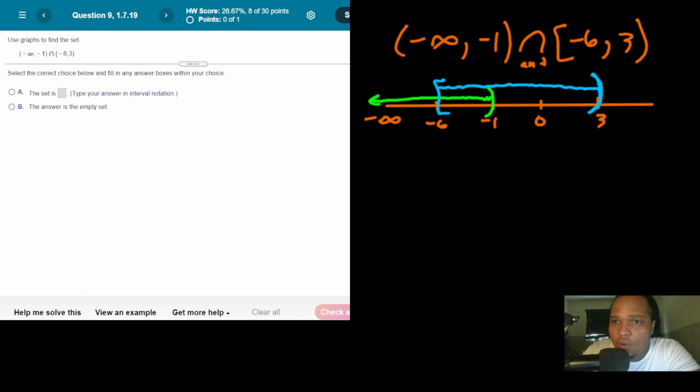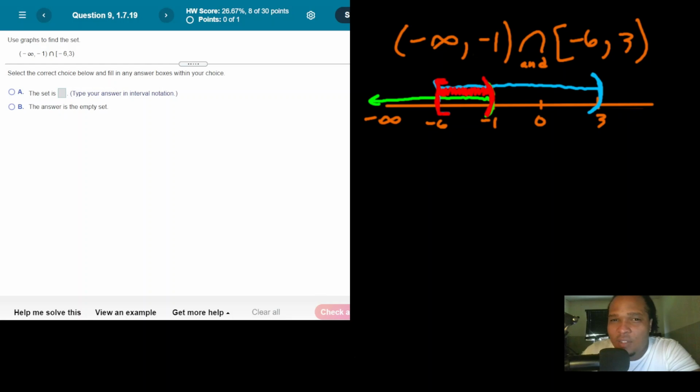Now, this is intersection, this is and. So where do they meet? We're only going to include where the two shades overlap, and that's between here and here, right? We have one line on top of the other. Okay, so that's our solution. So we're going to use -6 and all the way to -1.